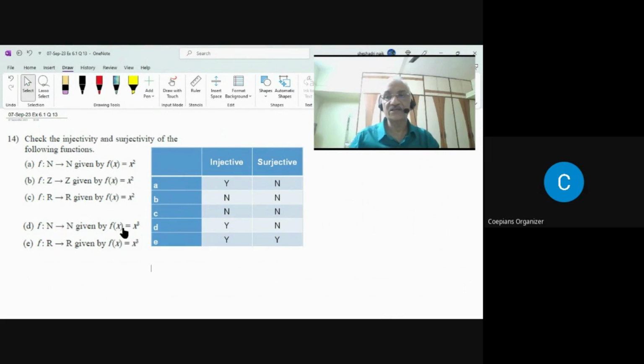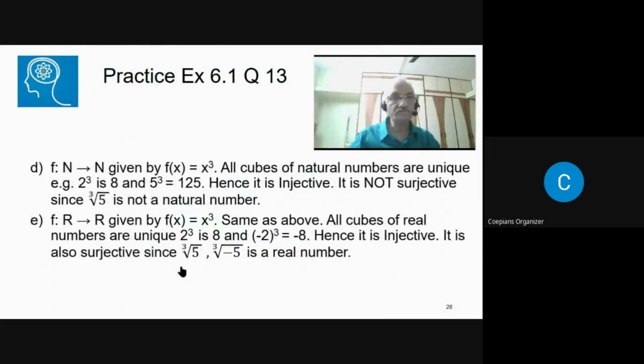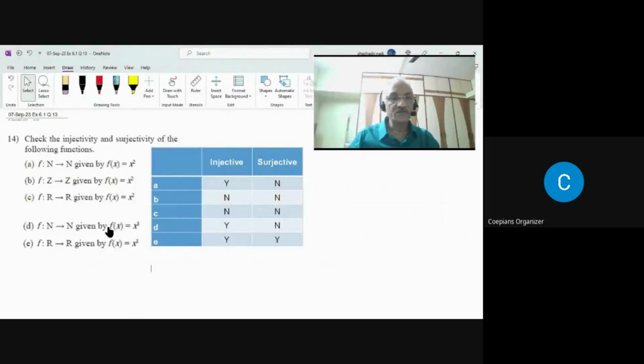Let's look at the fourth one, which is natural numbers to natural numbers. Now the function definition is different: f of x is equal to x cube. Here, all cubes of natural numbers are unique. So 2 cube is 8, 5 cube is 125, 4 cube is 64, and so on. So this particular function is definitely injective. It is not surjective because cube root of 5 is not a natural number. So sub question 4 is injective but not surjective.